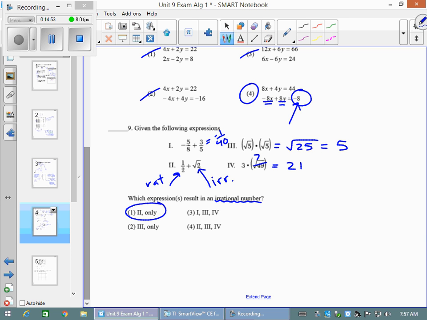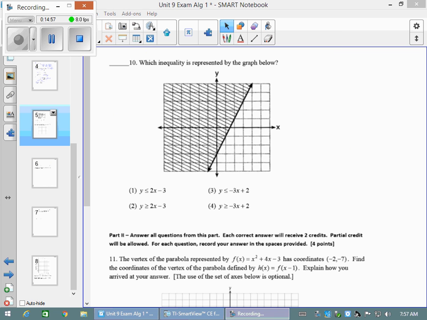Taking a look at question 10. I want to write the inequality that matches this graph. So the first thing I'm going to do is locate the y-intercept, which is right here, which is -3. That's my b value, and y equals mx plus b. And then I'm going to find my slope, which would be up 2, right 1. So my m value would be +2.